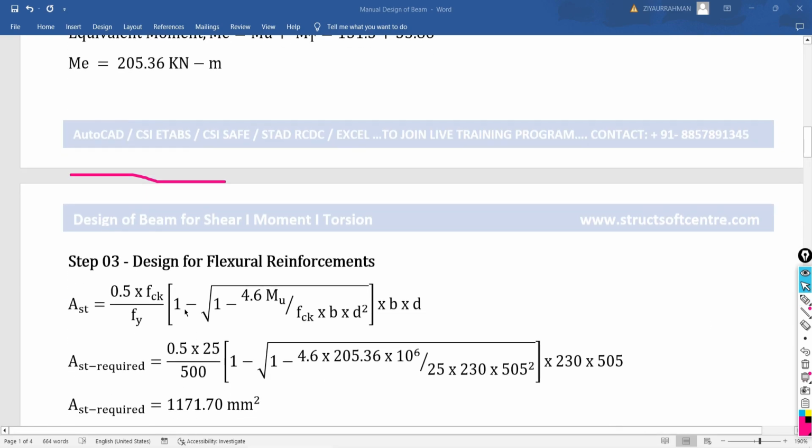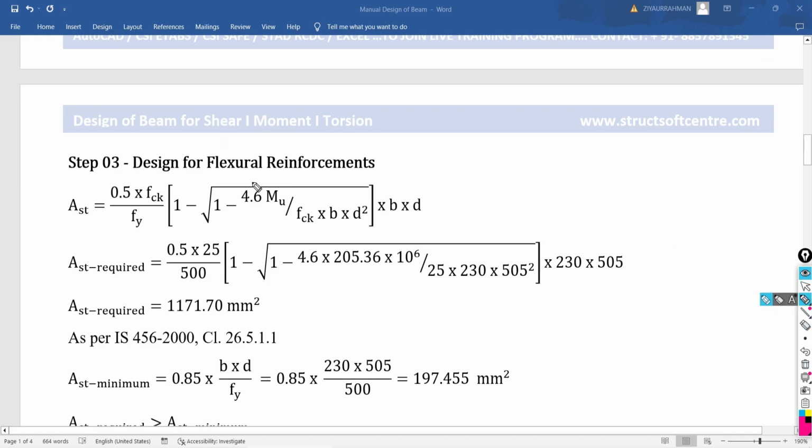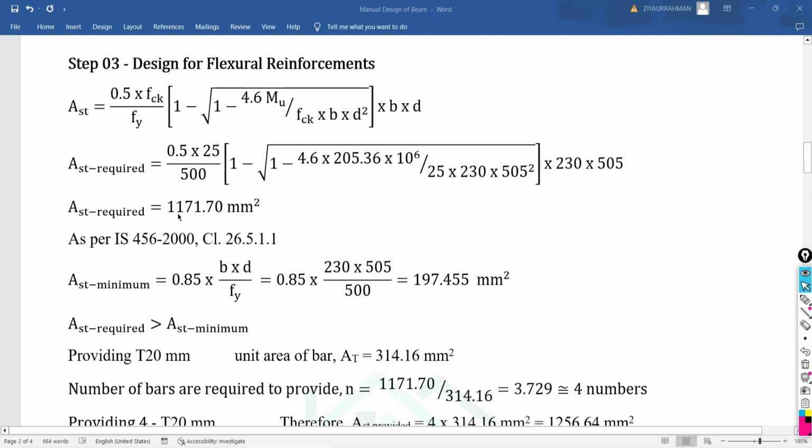So that reinforcement we have to find out. In this flexural reinforcement design, the formula is: 0.5 fck divided by fy, inside the bracket 1 minus square root of 1 minus 4.6 ultimate moment divided by characteristic strength times width times effective depth square, all multiplied by width and effective depth. If we put all these values in this formula, we get the required area of reinforcement as 1171.7 mm square. After this, we have to compare this requirement with the minimum requirement.